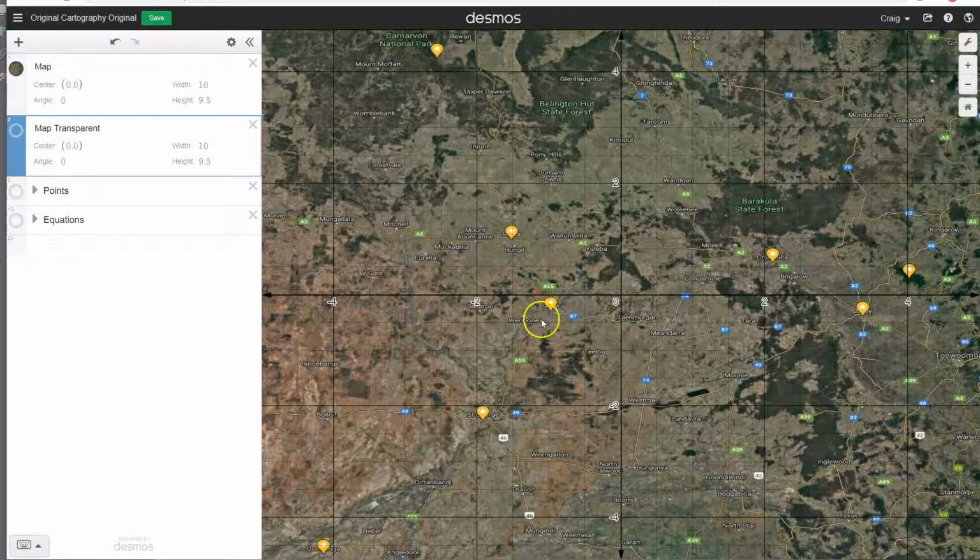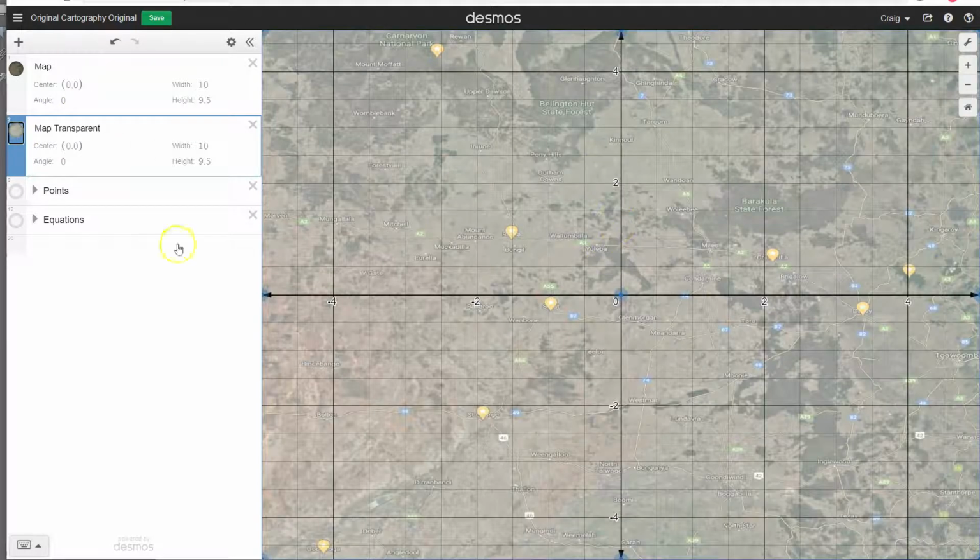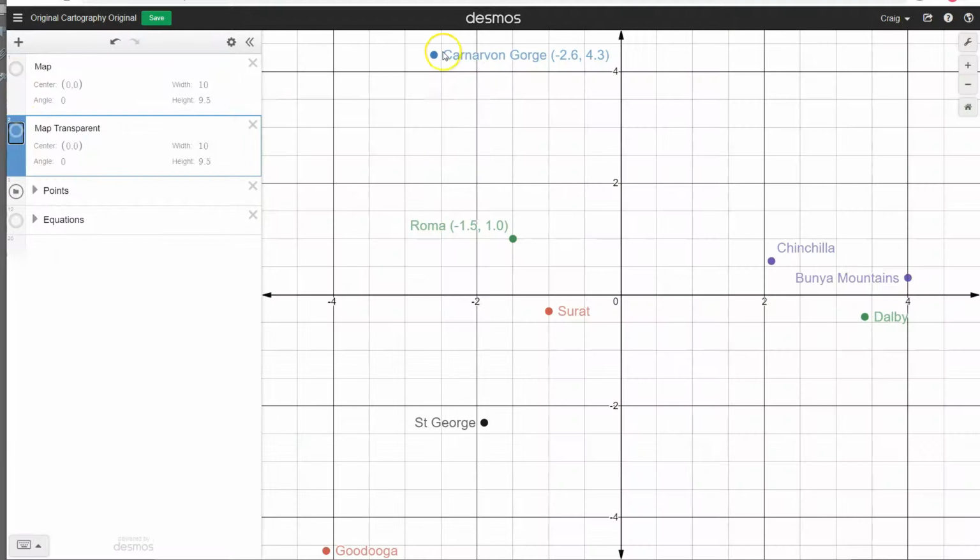Well, if I bring up the Desmos program here, I'll set the transparency lower. What you'll have done by now is you would have plotted all of your points on the map, or all of your waypoints. So let's get rid of the map. And what that would look like is something like this.